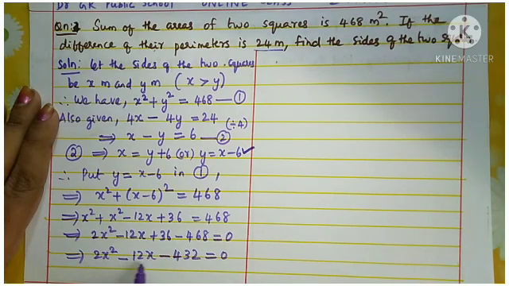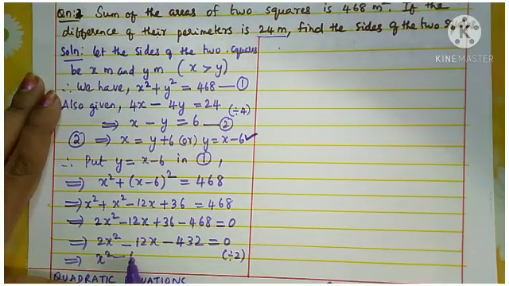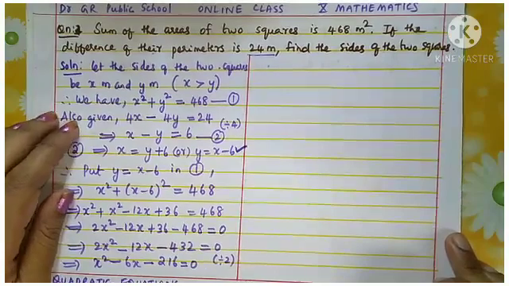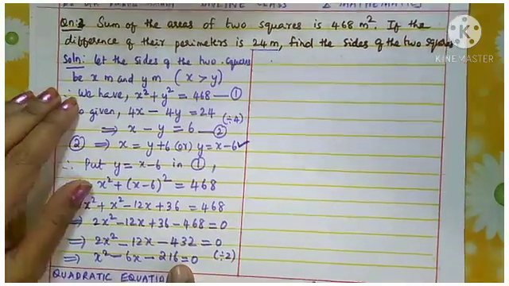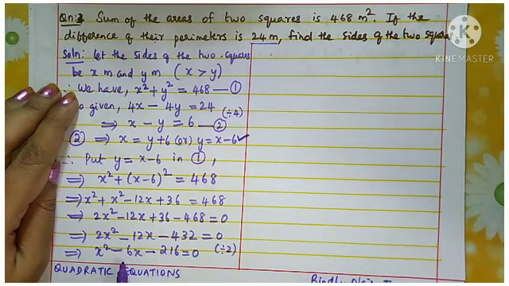Now you see here also we can reduce the whole equation by dividing throughout by 2. So what you get: 2 by 2 x square, minus 12 by 2, 6x, minus 432 divided by 2 is 216, equal to 0. So this is our quadratic equation, x square minus 6x minus 216 is equal to 0. Now you want to find the values of x here, and you see here the product value is minus 216 and the sum value is minus 6.